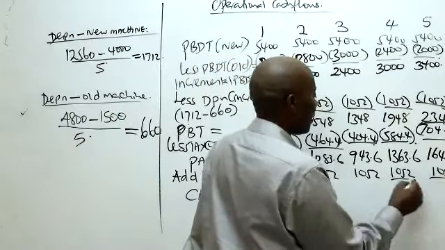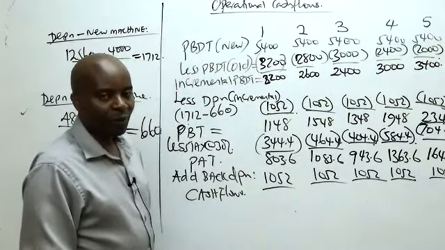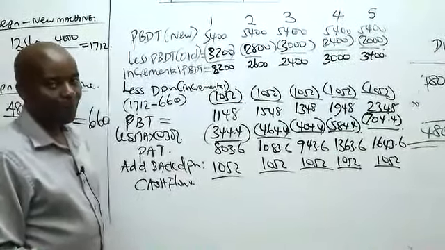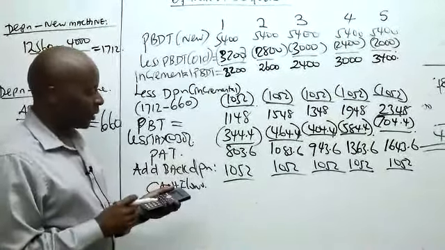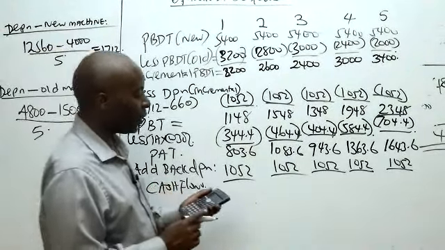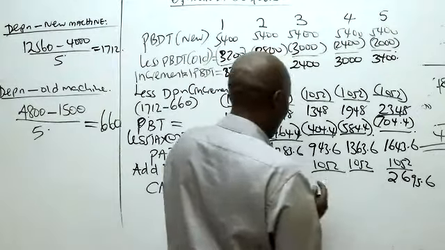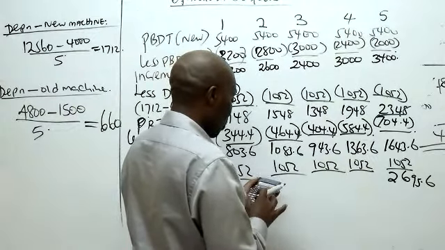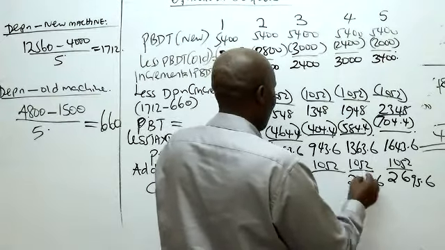I'm moving a little bit slow today because I know the sensitivity of this matter, right? So we have there plus 1052. What figure am I able to get here? 2695.6. 1363.6 plus 1052 gives me 2415.6.